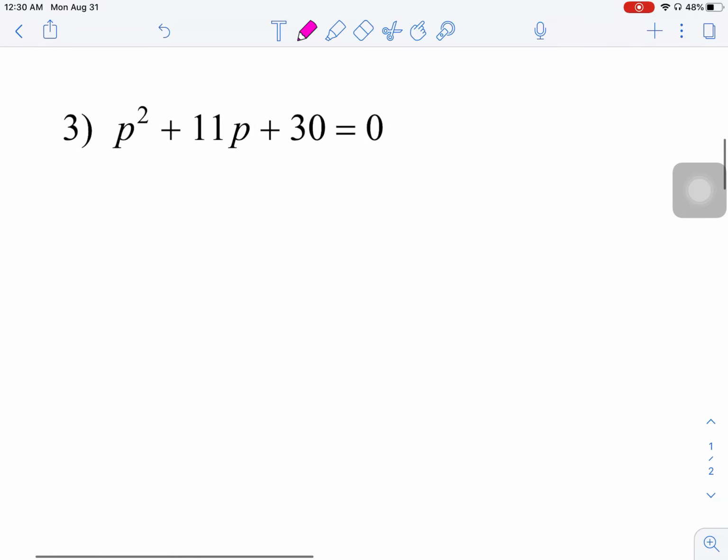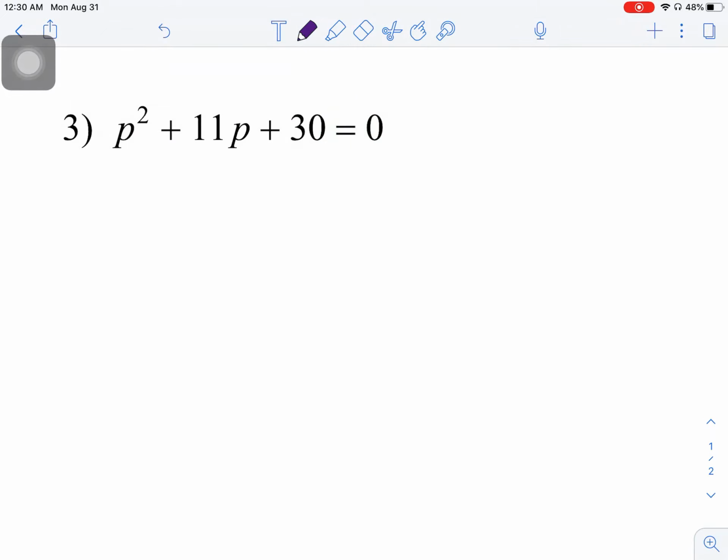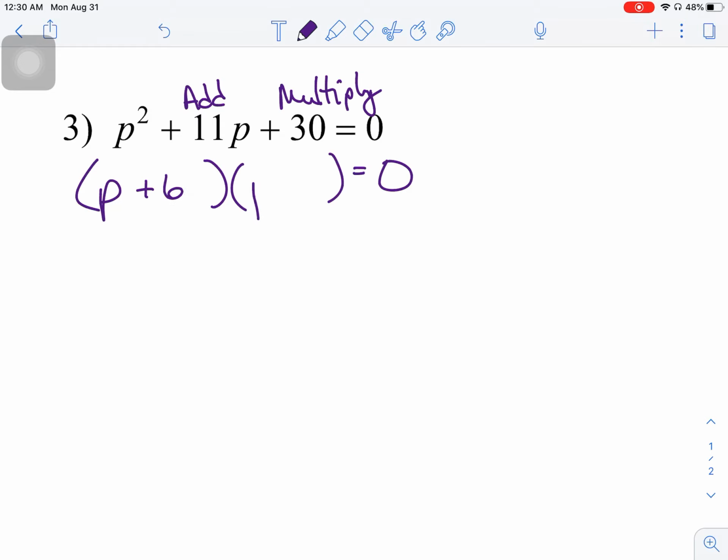All right. Example number 3. Is it equal to 0? Yes, it is. Is this factored? No, it's not. So we need to factor this. Quick reminder, you are looking to multiply to 30 and add to 11. So looking for two numbers that multiply to 30 and add up to 11, plus 6 and plus 5. Quick double check. 6 times 5 is 30. 6 plus 5 is 11, so I know I have the right two factors.